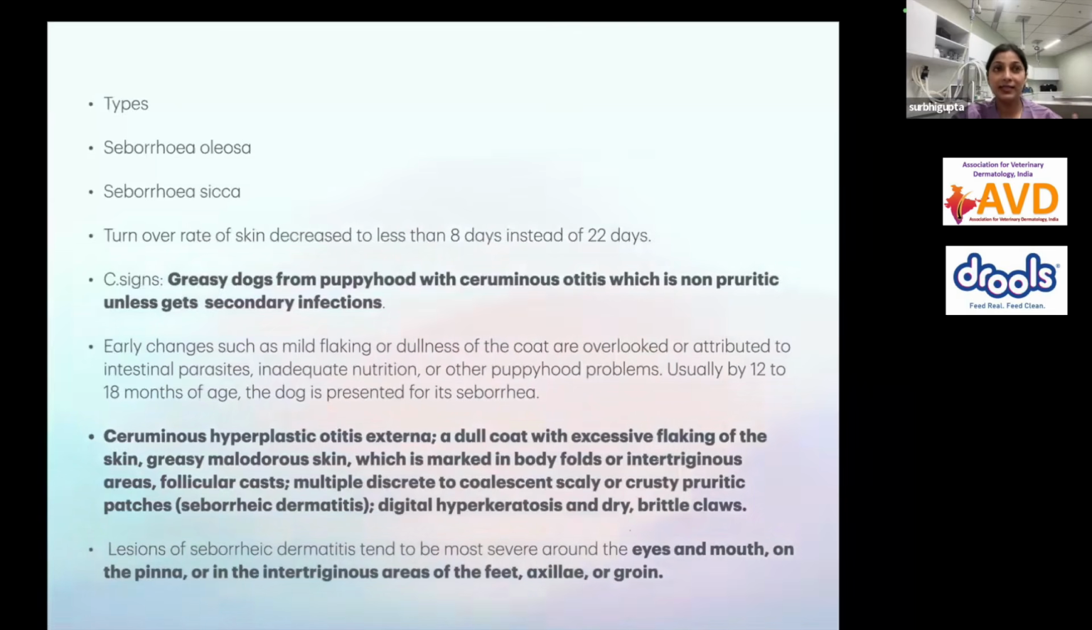slowly you will start seeing the scales coming out. All the other signs of seborrhea start developing, like very bad ceruminous otitis, which is not pruritic unless it is infected. Along with that, these lesions mainly happen at the fold areas, like the axillae and the inguinal areas, along with the interdigital spaces, under the neck, even at the lip commissure. These are the main areas where it is commonly seen.